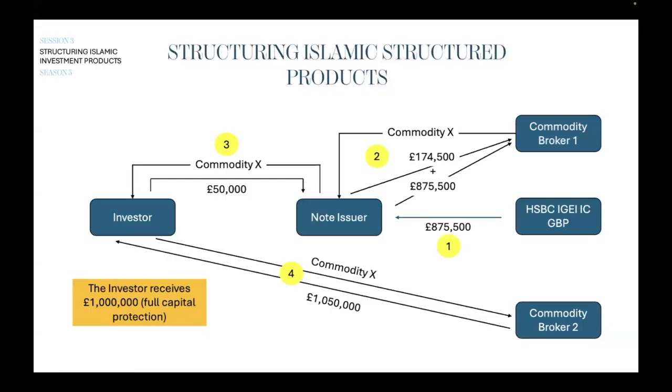So these are the steps. Step number 1, the note issuer receives the performance of the HSBC index, tops up the amount and buys a commodity, sells that commodity to the investor, and the investor sells that commodity to a commodity broker. The end result is that the investor receives full capital protection.